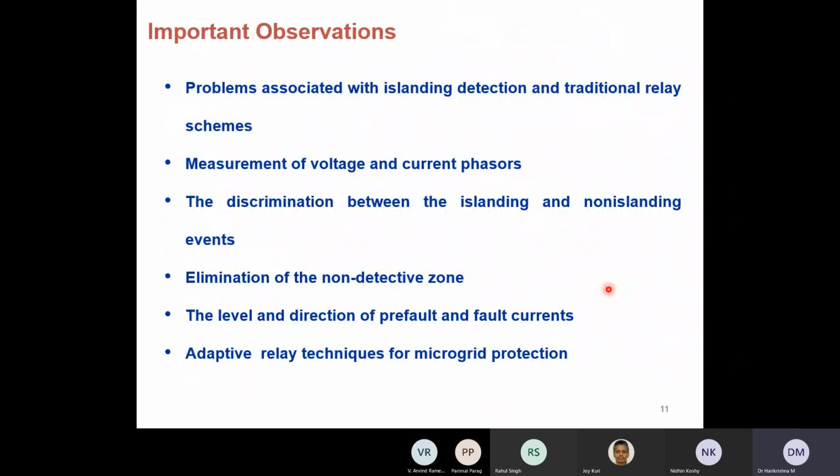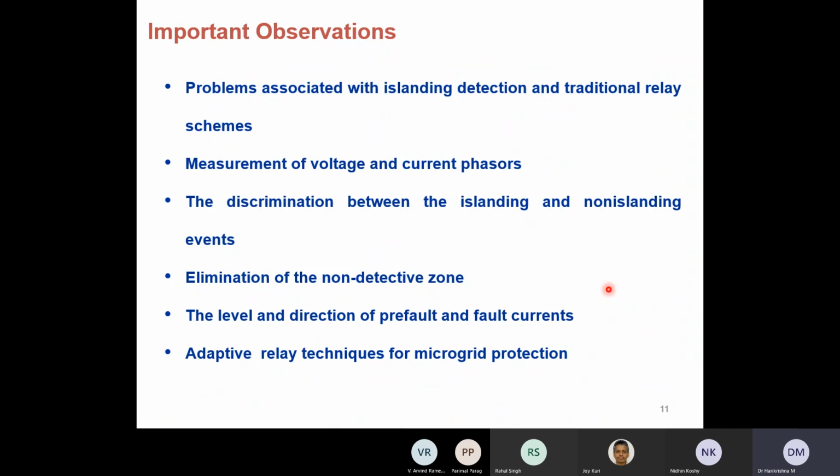So a microgrid consisting of various distributed generations as well as network and loads has various issues related to islanding detection and traditional relay schemes. Based on the measurement of voltage and current values at the relay location, islanding detection and protection schemes are proposed for grid-connected and islanded modes of operation. The proposed method is able to determine islanding and non-islanding events within limits. The non-detection zone is also an issue for passive islanding detection methods, which can be overcome by using the proposed method.